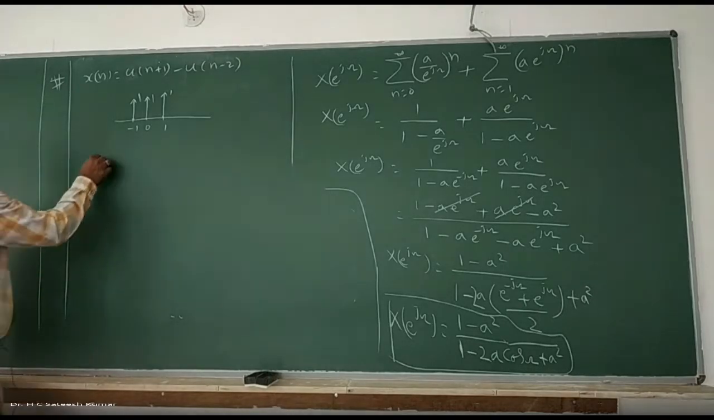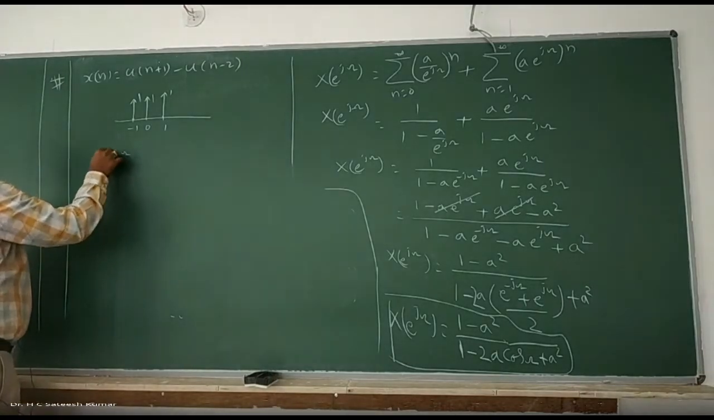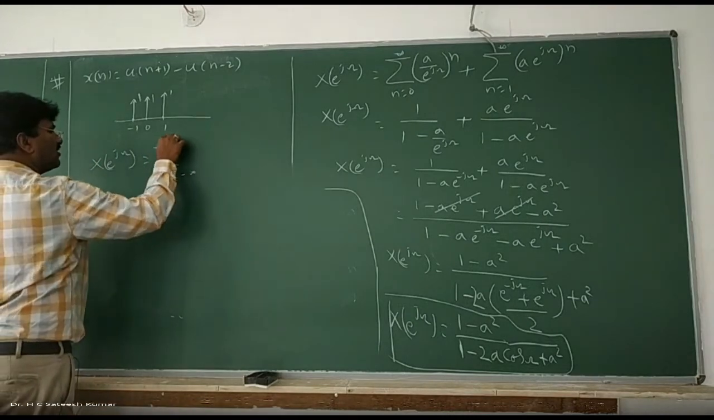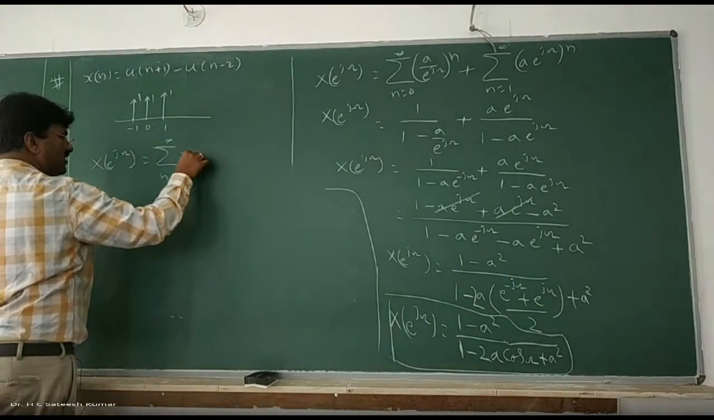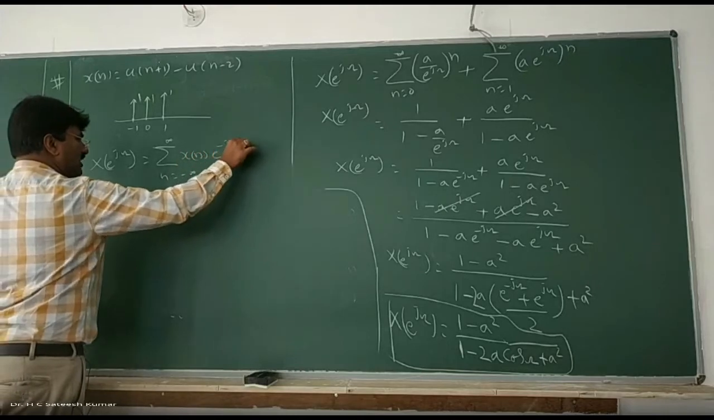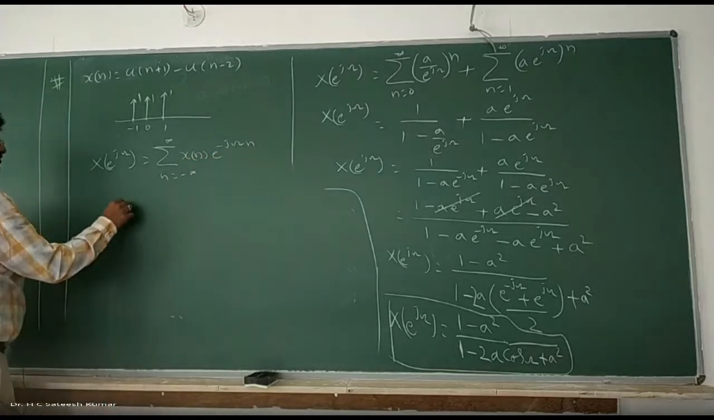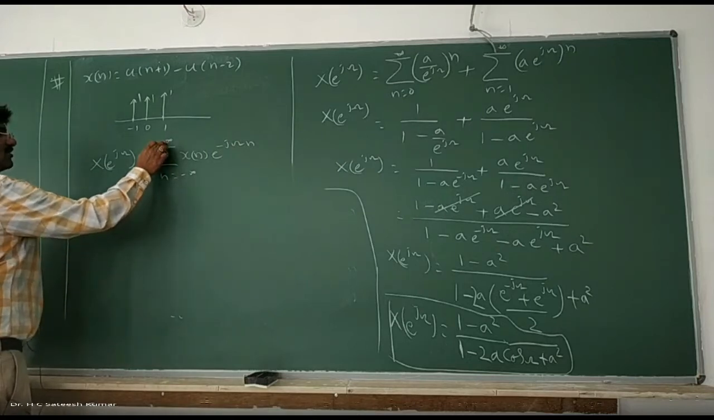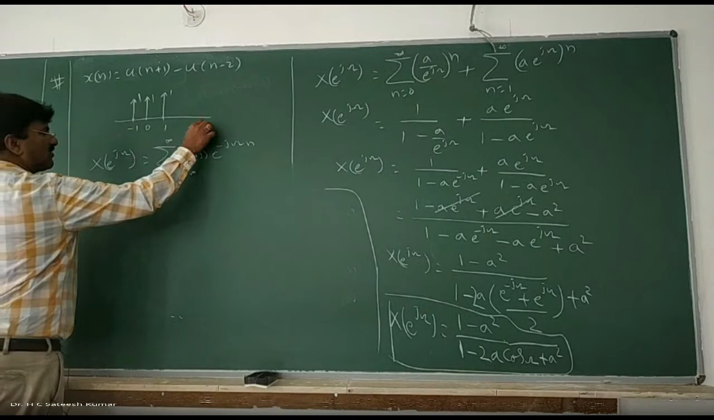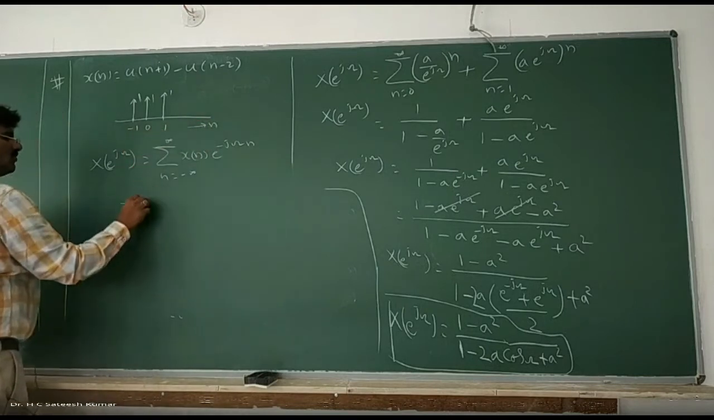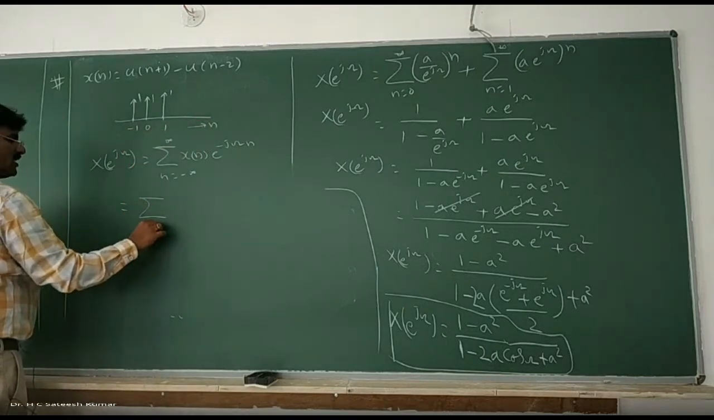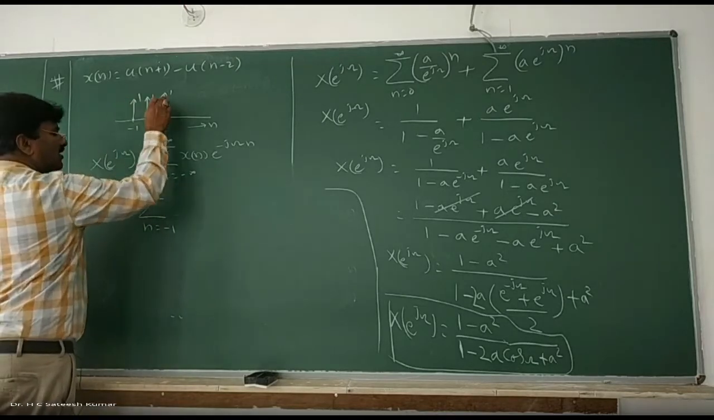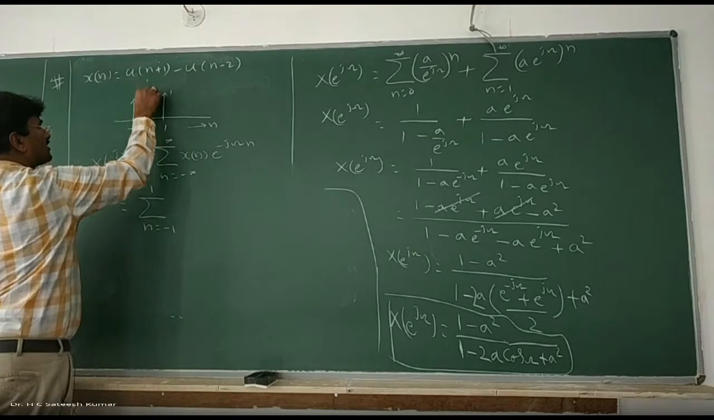So this kind of problems we did up to minus 5 to plus 5 also. So we can write it as X of e to the power of j omega is equal to summation n varies from minus infinity to plus infinity, x of n into e to the power of minus j omega n. Even though summation is there from minus infinity to plus infinity, my signal is ranging from where to where? Minus 1 to plus 1. So I'll take n varies from minus 1 to plus 1. Between minus 1 to plus 1, x of n value is 1.